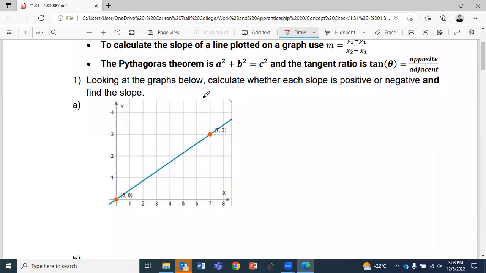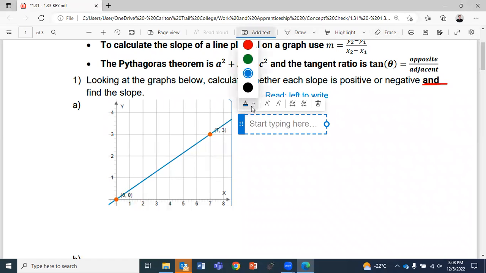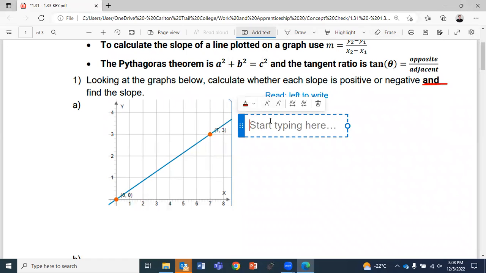So question 1. If we're looking at the graphs below, calculate whether each slope is positive or negative, and find the slope. First off, you read a graph from left to right. If I read this graph from left to right, I see that it's going up as I go from the left to the right. So this is a positive graph because it goes up as you read it from left to right. The next thing it asks me is to find the slope of it.